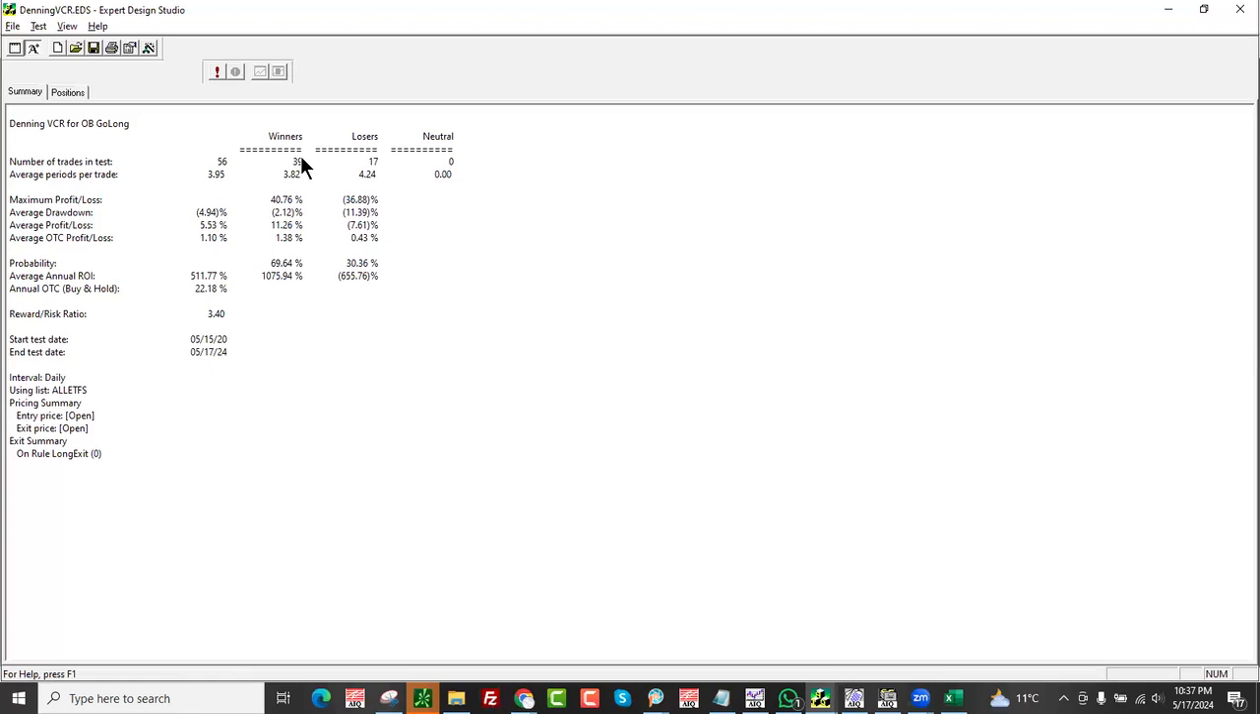Whereas in here, when the market starts going in an opposite direction, it's more likely to pick an ETF that's going to follow along in that direction. So again, not a huge number of trades, but much better than the one in the boomer buy that we were looking at. 56 trades, 39 winners, 17 losers, pretty good.